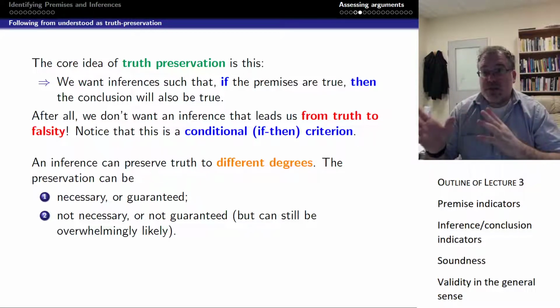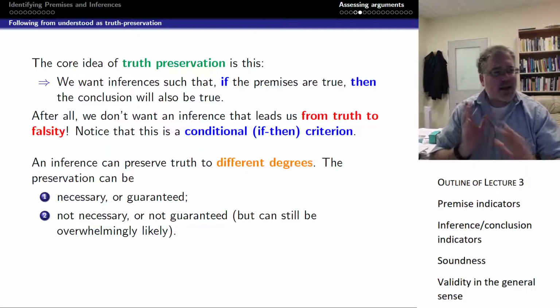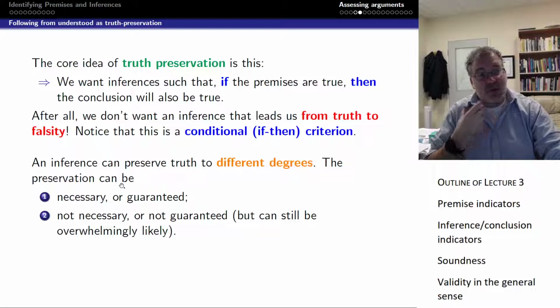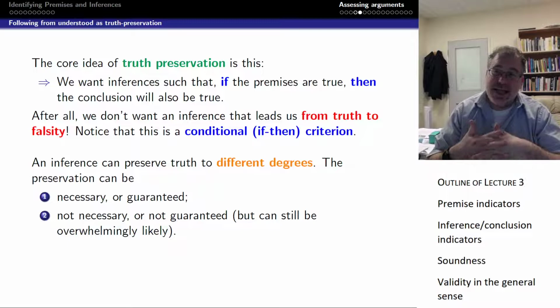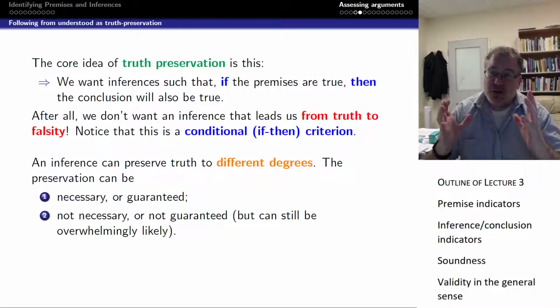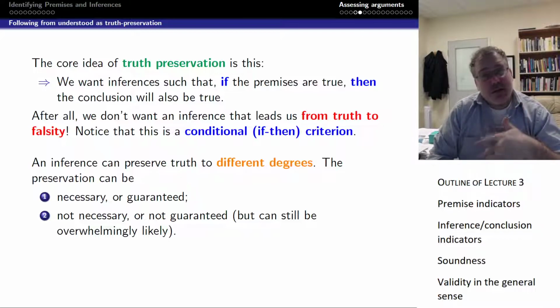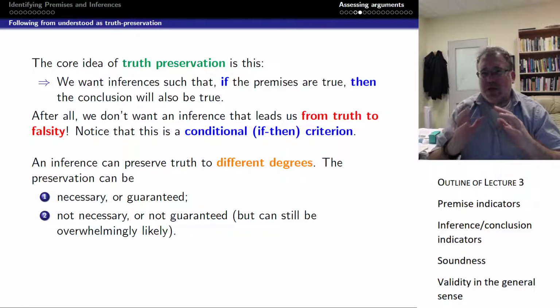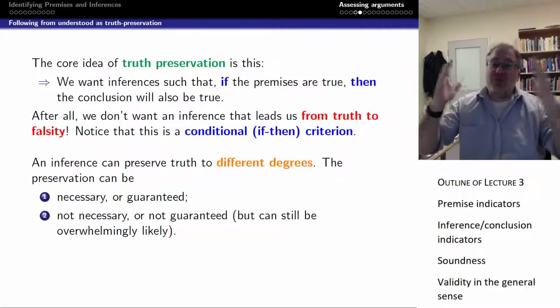Now, truth preservation comes in degree. You have arguments that preserve truth in a way that is necessary or guaranteed. That is to say, if the premises are true, then it is necessary or guaranteed 100% that the conclusion is true as well. But most of the time, perhaps, it is not preserved in a way that is necessary or guaranteed, even if it could be overwhelmingly likely.